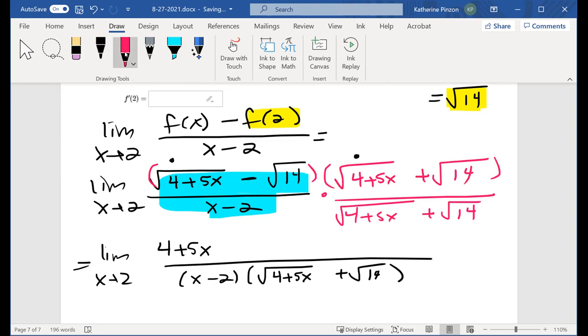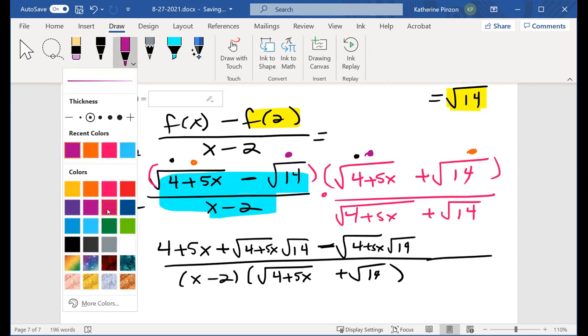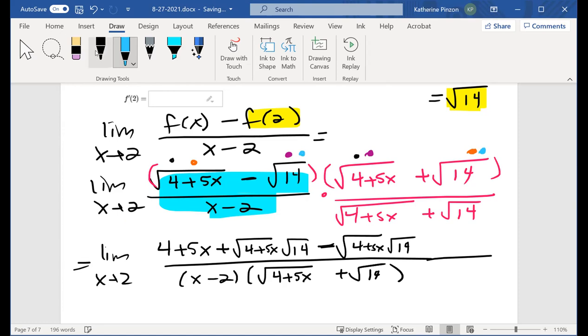Okay, outside. So I'm going to do this one times this one, which is plus square root 4 plus 5x times square root 14. Inside, which is this one times this one. So minus square root 4 plus 5x times square root 14. And then last, which is, I don't know what color to use, this one times this one. So negative square root 14 times square root 14 makes 14.